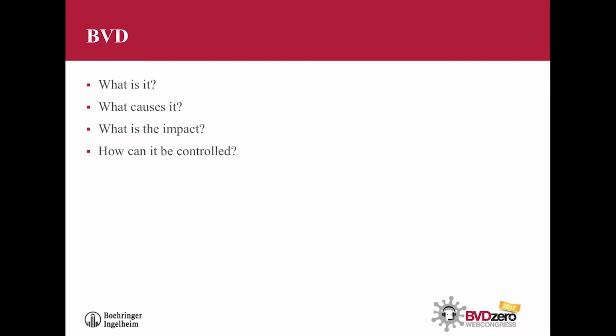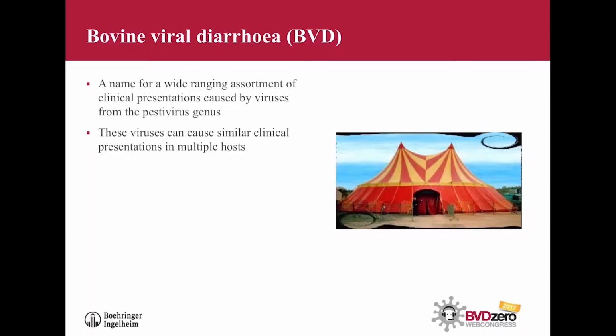Bovine viral diarrhea is a name for a wide range and assortment of clinical presentations caused by viruses from the pestivirus genus. These viruses can cause similar clinical presentations in different hosts, so it's not just in cattle, and it's not just one virus. So what's in a name?